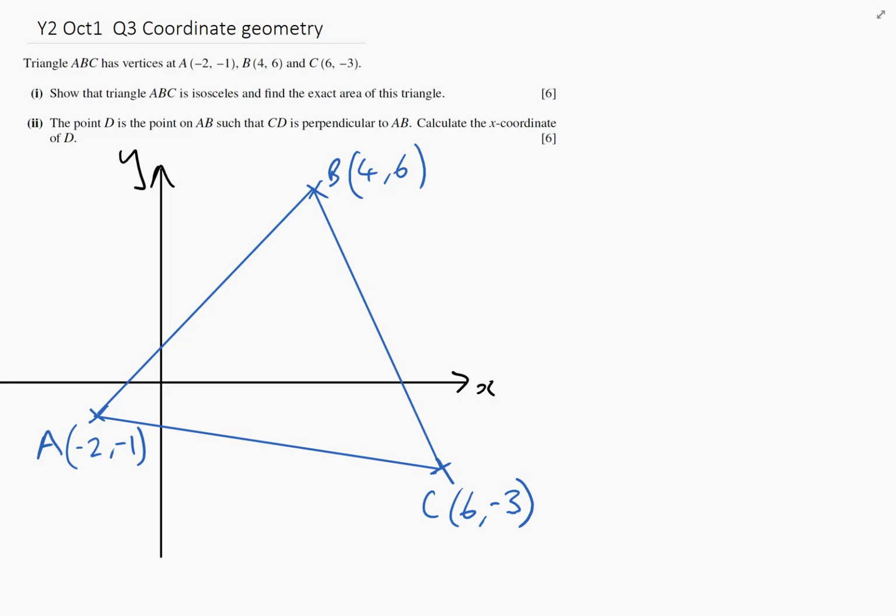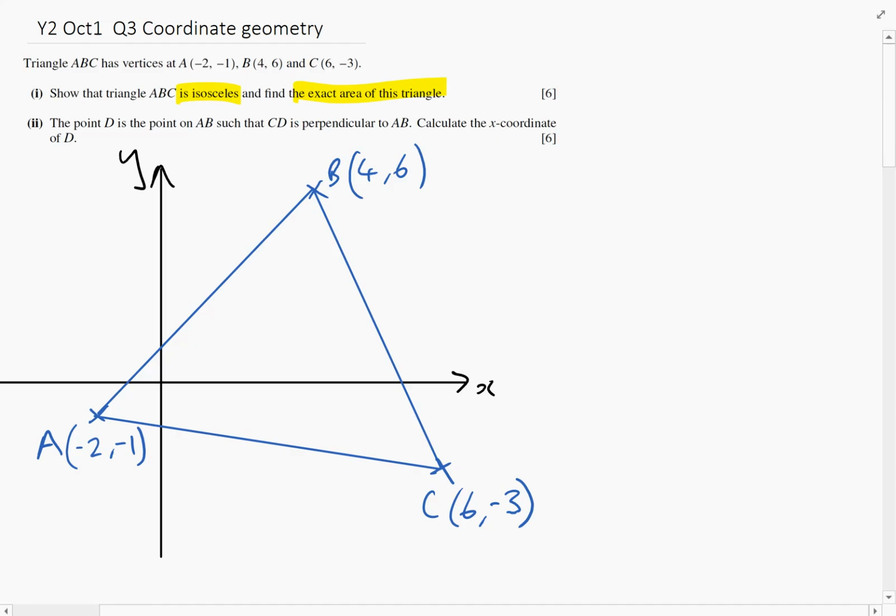Here's question 3. It's a triangle type question, and I've already drawn the diagram. It really helps if you can draw a nice big diagram and make the coordinates fairly accurate in your sketch. So it's an isosceles triangle, it says, and we've got to find the area of it. We've got to show it's isosceles.